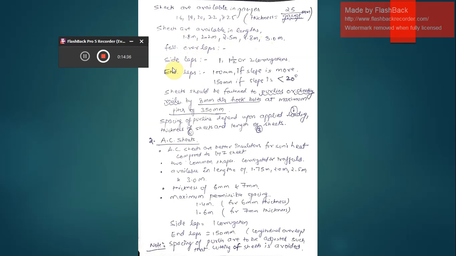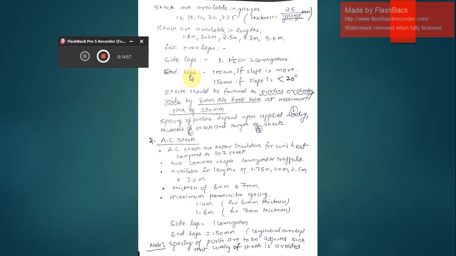Following are the overlaps. These are the side overlaps, meaning that if we are providing the sheets as roof covering material, the side laps are 1 to 1.5 or 2 corrugations. Up to 2 corrugations we have to overlap at the sides, one above the other. The 2 sheets have to be overlapped.